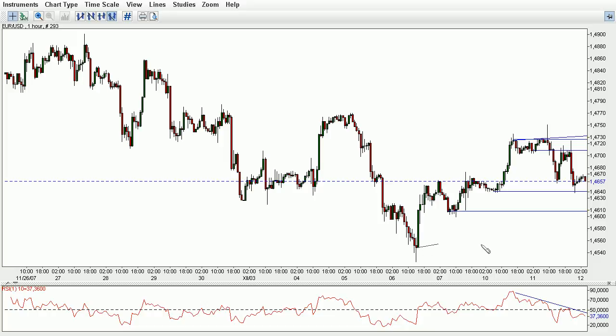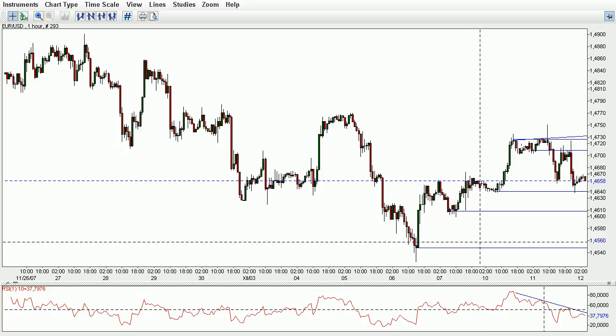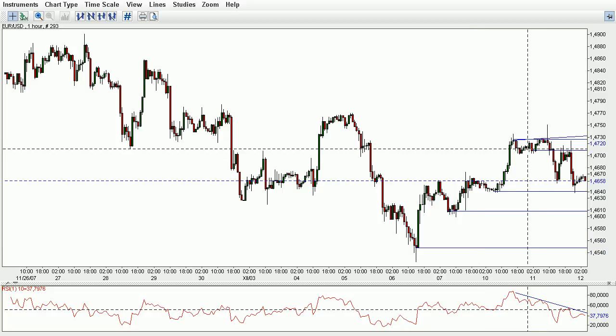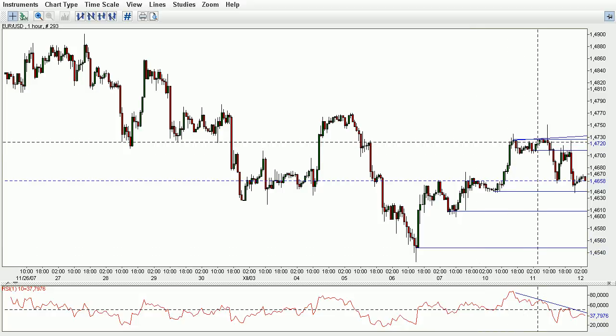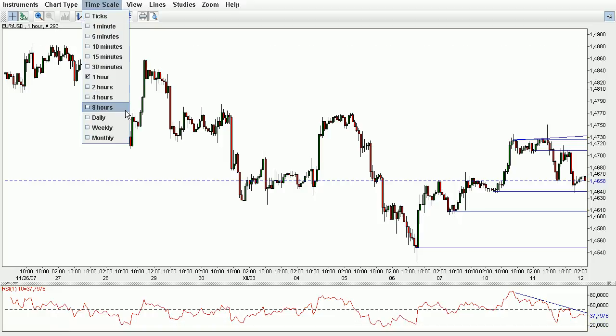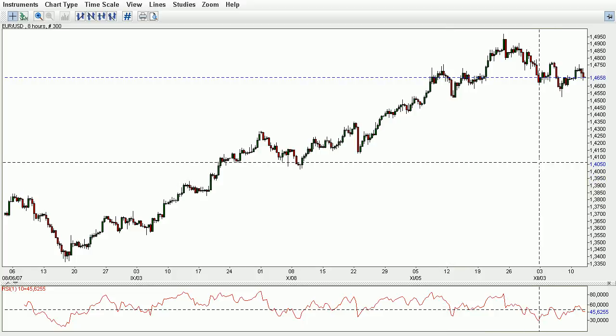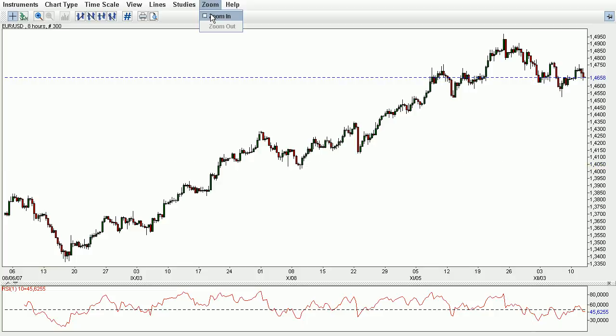1.4610, and then our major support level on this 1 hour chart is 1.4547. So again, this is the most important sign which the negative divergence gives us, and the relative strength indicator is in the below 50 area, which is again a negative sign, or a sign favoring the sellers.